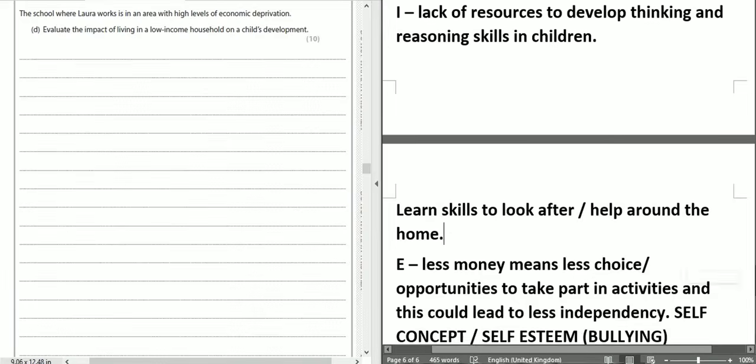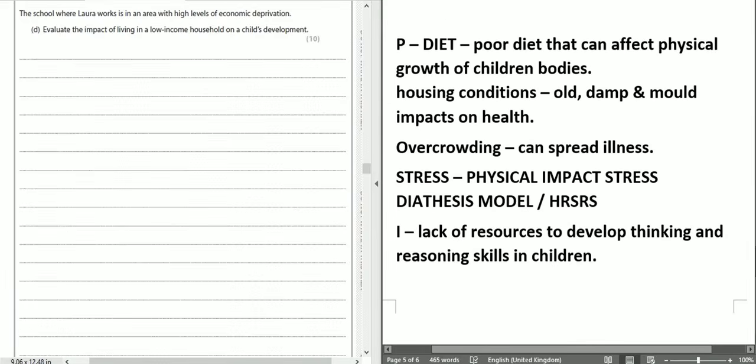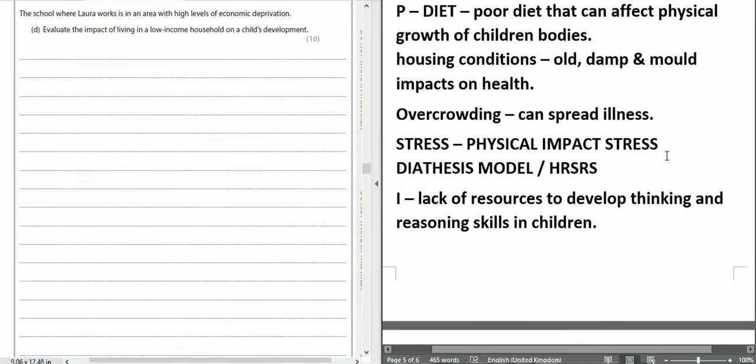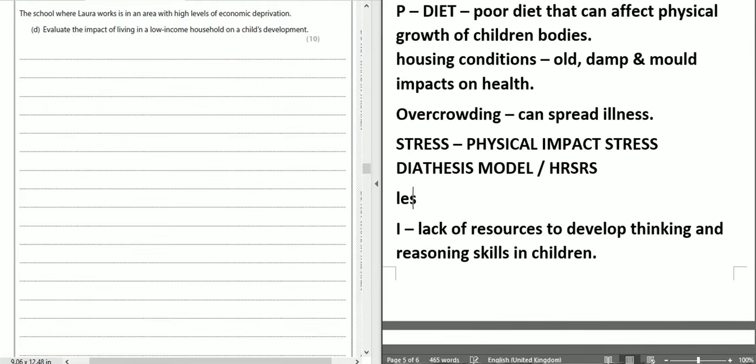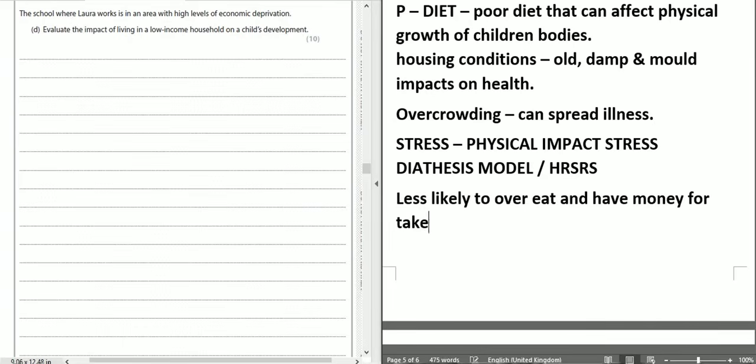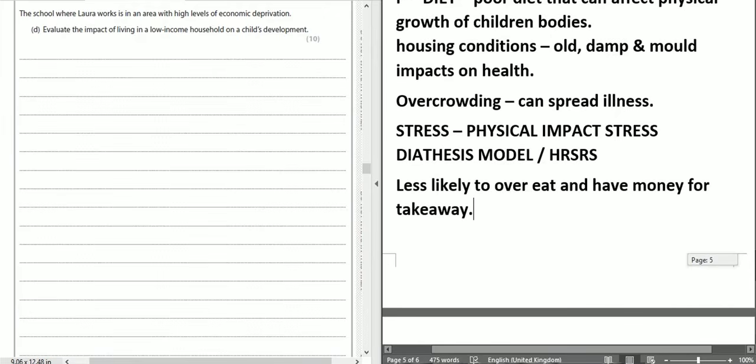One of the points, again, it came up in an exam paper a few years ago, about the impact of poverty was that children are less likely to overeat and have money for takeaways. Now, again, I'm skeptical of that, but it was a mark scheme point a few years ago that a benefit of having no money is that you're not going to spend it on takeaways, and therefore you're going to be slightly healthier, which is a slightly odd point.